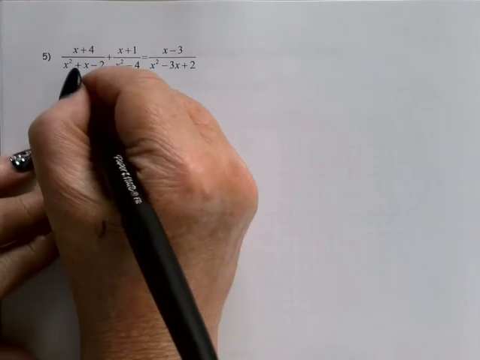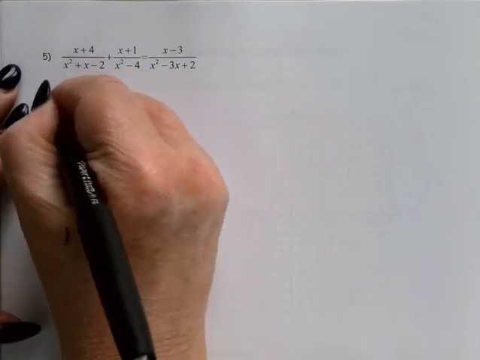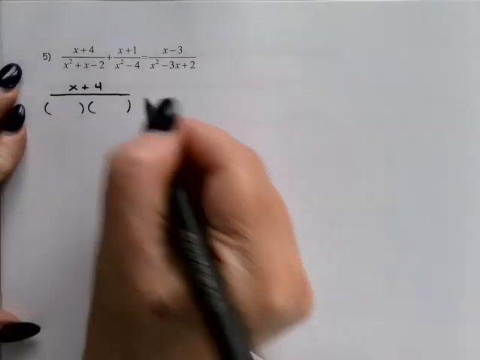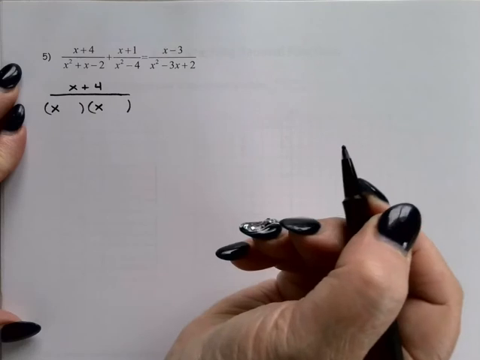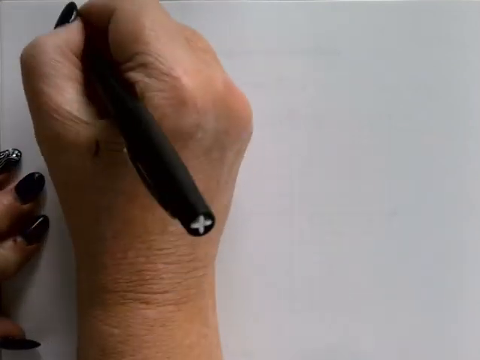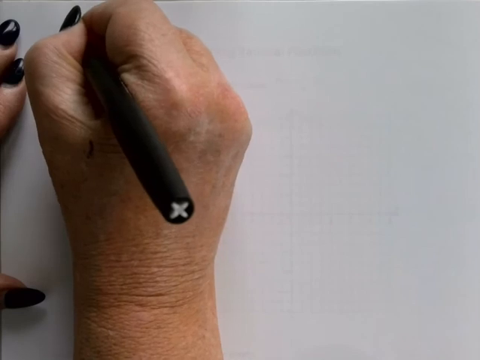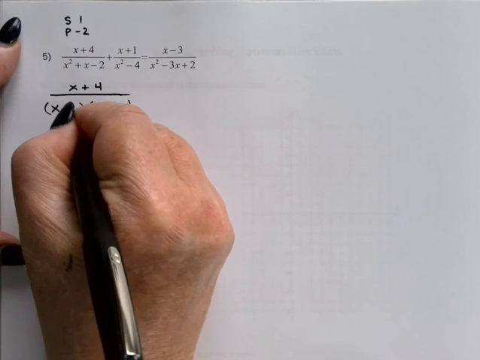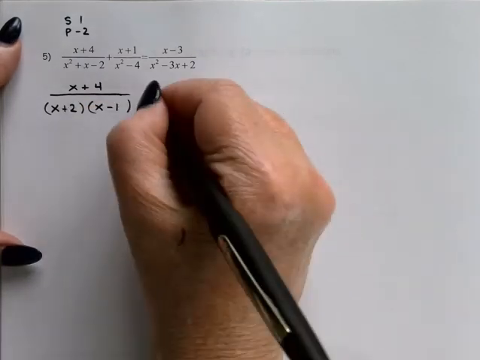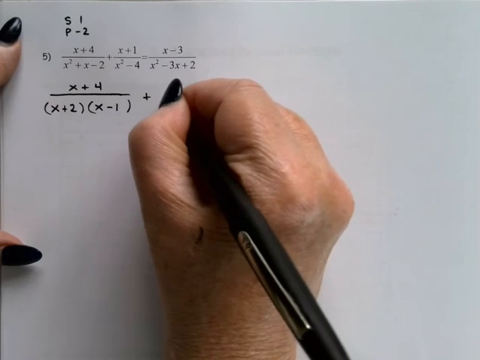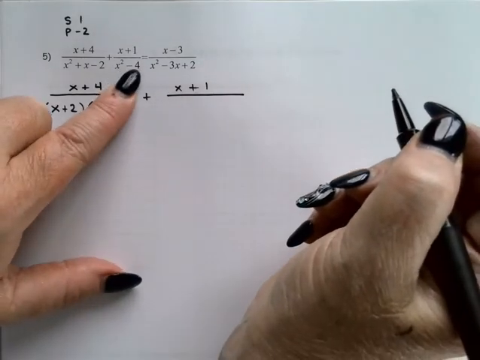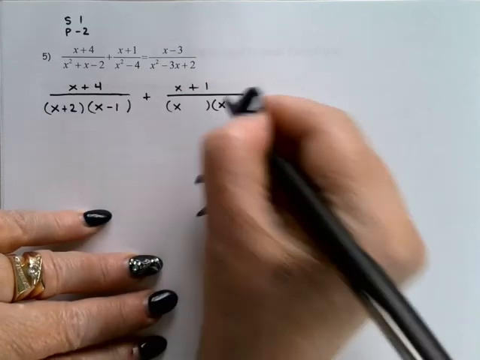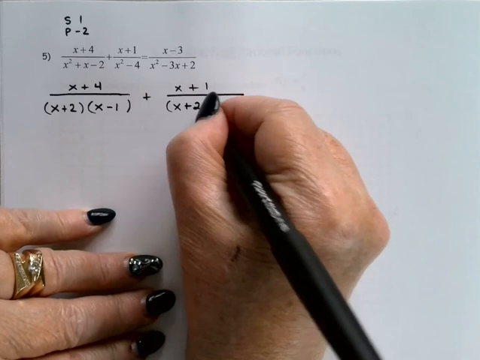Lots of factoring, so let's do that first. Another trinomial with a equal to 1, allowing me to start with x times x. And then I'm looking at a sum of 1, product of negative 2 here. So that would be a plus 2 and a minus 1 would do that. Second fraction, that's a difference of squares. X squared is x times x. And negative 4 would be positive 2 times negative 2.